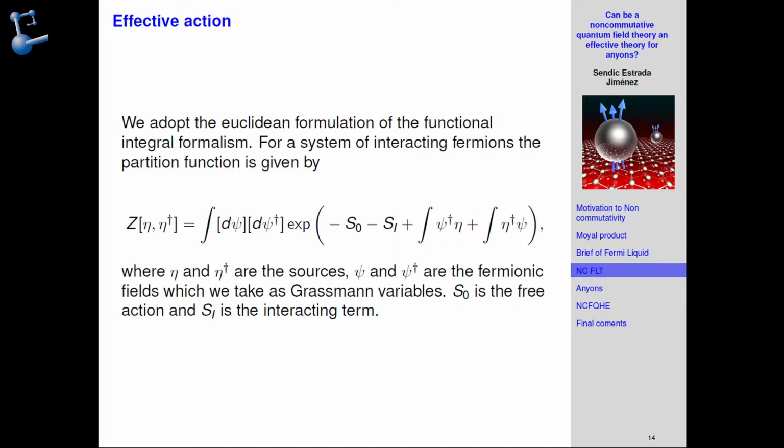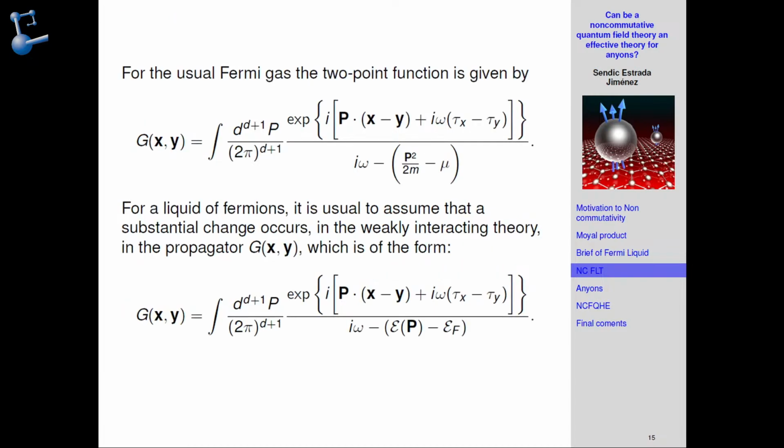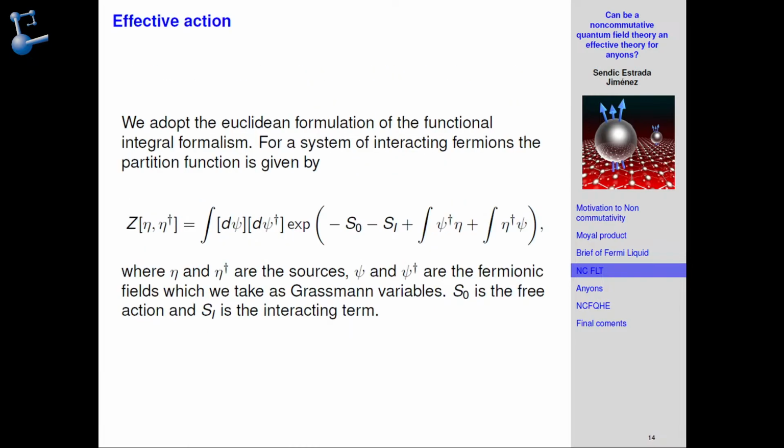For quantum field theory, we construct an effective action. We adopt the Euclidean formulation of the functional integral formalism for a system of interacting fermions. Its partition function is given by this expression. These eta are auxiliary sources, and the phi are the fermionic fields, which take as Grassmann variables. S0 is the free action, and I is the interaction term.